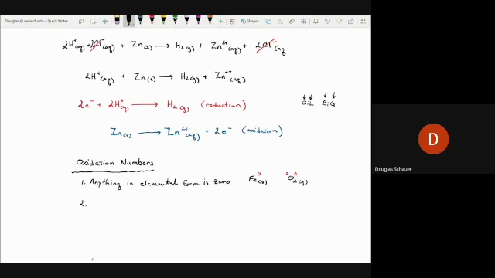Okay, the second rule is anything with a charge is going to be equal to the charge. So for example, if I had iron 2 plus, the oxidation number is +2. If I had chloride, the oxidation number is -1.